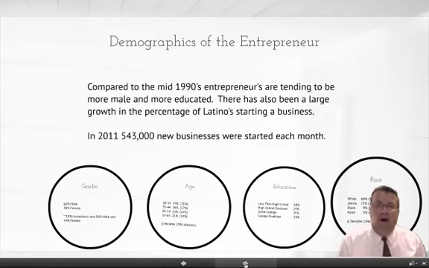We talk about the demographics of the entrepreneur. Compared to the mid-1990s, entrepreneurs are trending to be more male and be more educated. There's also been a large growth in percentage of Latinos starting a business. In 2011, 543,000 new businesses were started each month. I think if you look at how these things have trended and how it has changed, you're going to see that this is probably going to go along with changes in our demographics as a society. There's been a large growth in percentage of Latinos starting a business, but we've also seen a large growth of Latinos in our overall demographic.